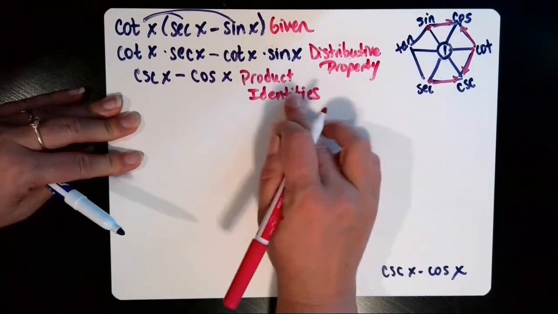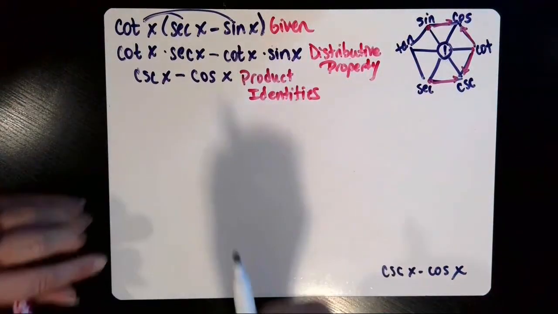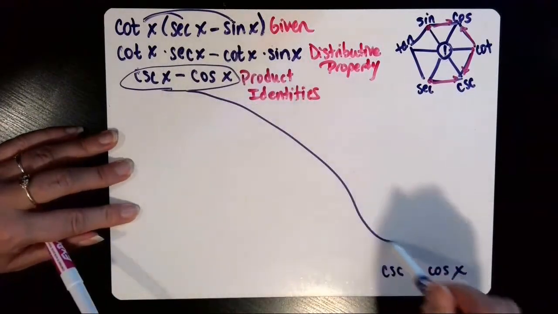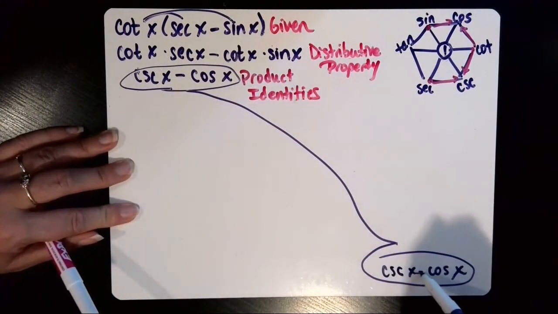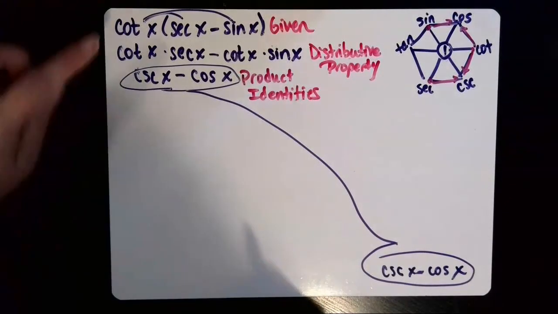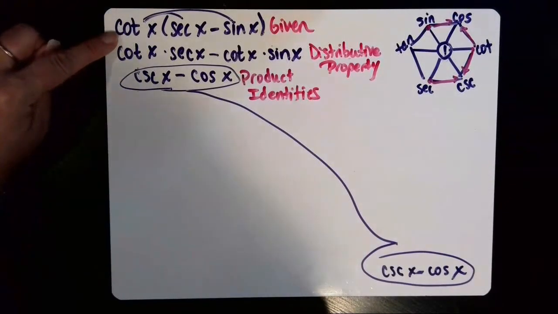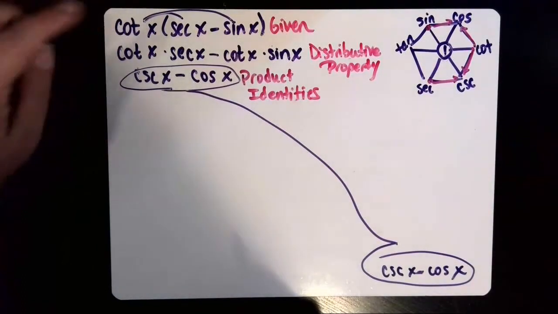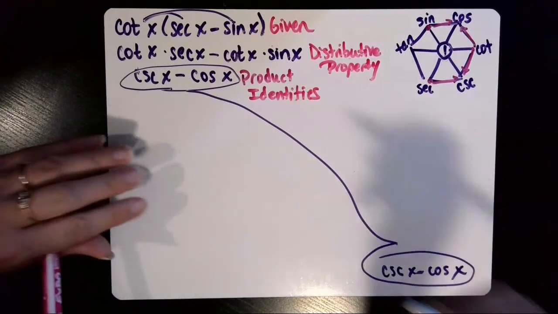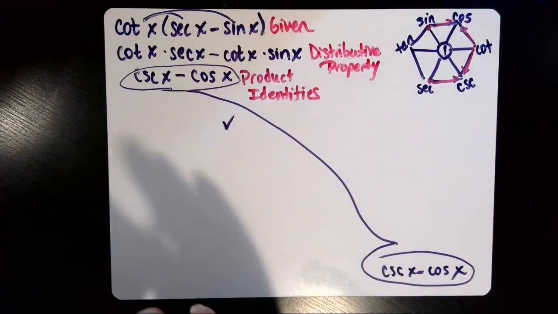Okay. And then when we compare what we just discovered to what our goal was, which was to show that the cosecant of x minus the cosine of x was equal to what we started with, the more complicated side, which was cotangent of x times the quantity secant of x minus sine of x, we've achieved that goal. So we have verified this trig identity.